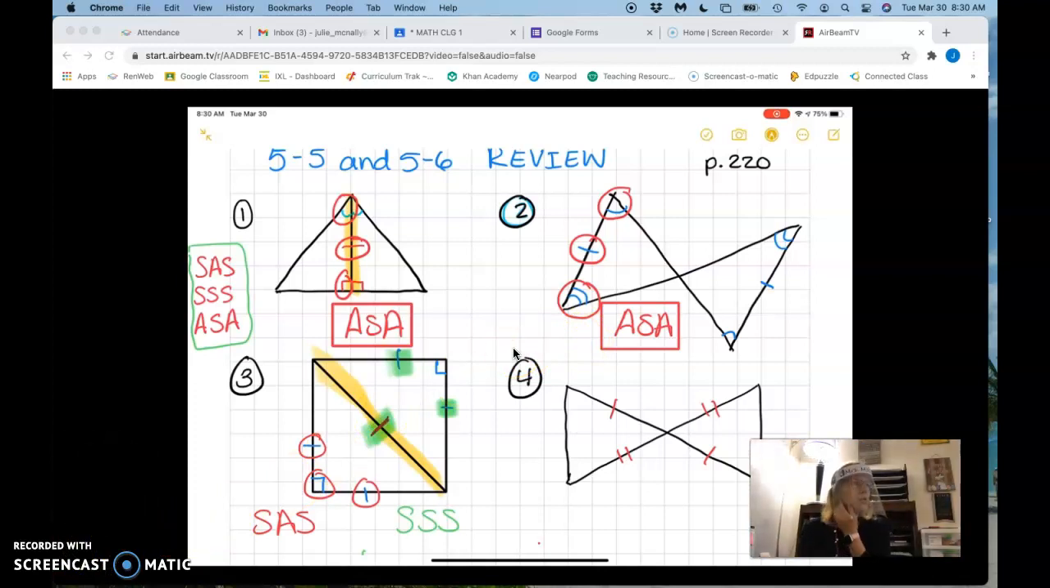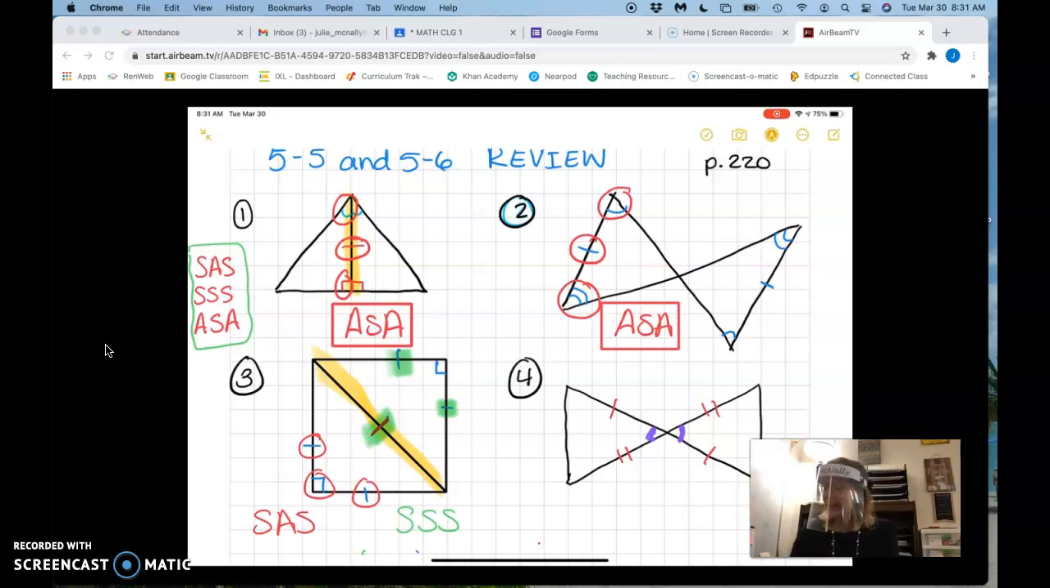Okay, so number four. I only see two sides marked, but what else is the same in these two triangles? Which one? But which angles? There's three angles in each triangle. What? Ethan, what'd you say?